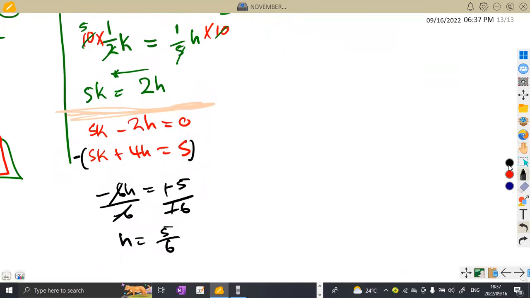Just equate from one of the equations. I don't know which one I'm going to take here, but I'm going to work with the first equation: 5k minus 2h is equal to 0. So it's going to be 5k minus 2 times h. Our h here is 5 over 6, is equal to 0.